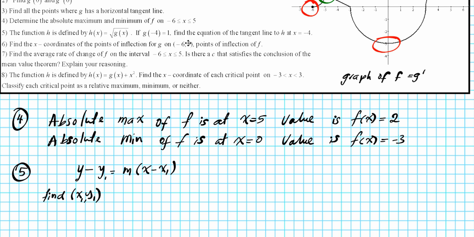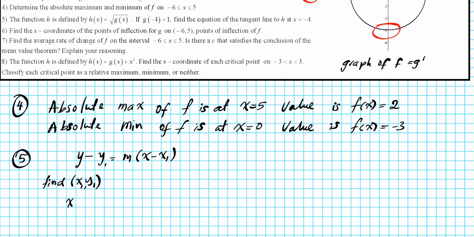The point has to be on this function, h. We know that x1 is equal to the x coordinate of the point, which is -4. That means that y1 is going to be equal to f of negative, I'm sorry, we're not looking at f here. We're looking at h. So y1 is going to be h of -4. So what is h of -4?